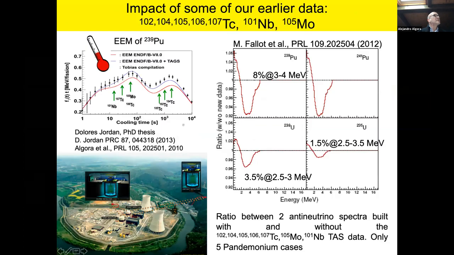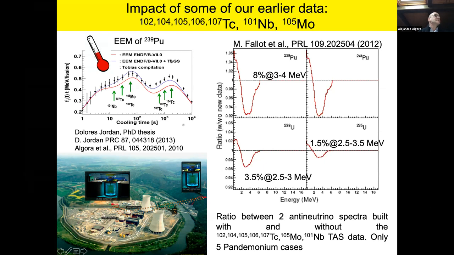So in 2005, 2006, we started with my colleague Jose Luis Taín a project for measuring beta decays that are relevant for the prediction of the decay heat in reactors. And we measured several cases that were included in the thesis of Dolores Jordan, and you see that these 7 cases have a very large impact in the improvement of the reproduction of the decay heat in plutonium-239.